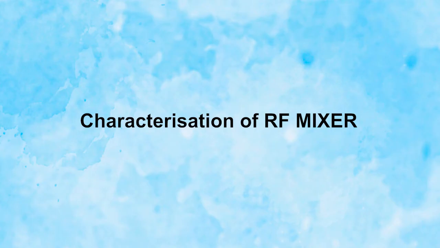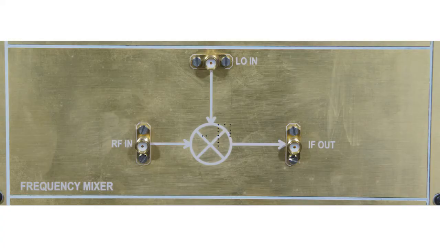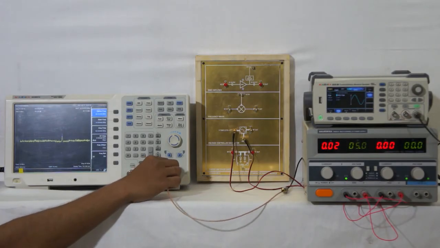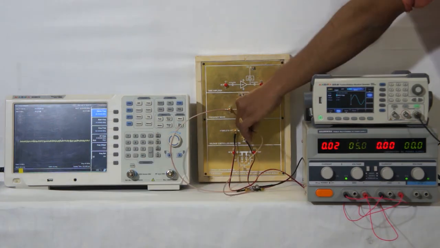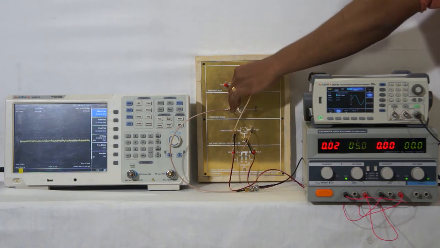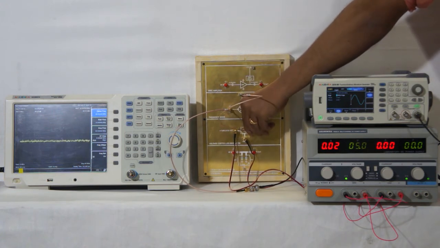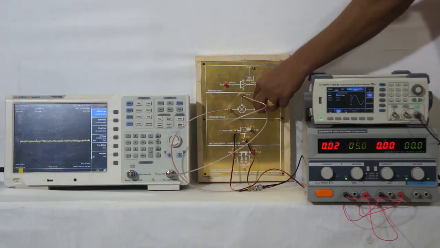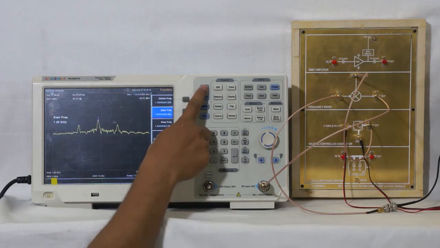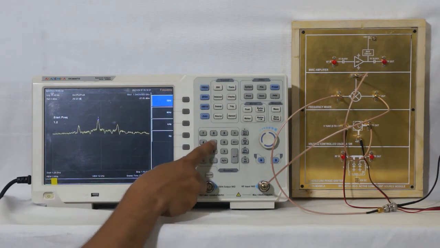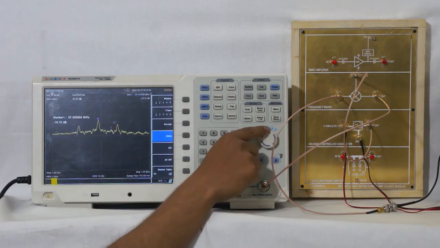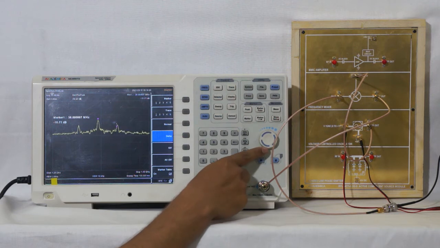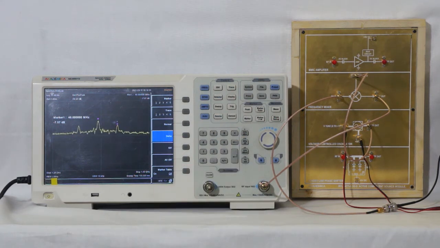Characterization of RF mixer. A mixer is a non-linear circuit that creates new frequencies from 2 signals applied to it. In our circuit, we have RF input to which a 40 MHz signal is fed from the function generator and a local oscillator input to which 1350 MHz is given from the VCO. The output of the mixer can be seen on the spectrum analyzer, which will be a sum and difference of the input signals. In our case, 1350 minus 40 MHz and 1350 MHz plus 40 MHz. This signal can be viewed on the spectrum analyzer.